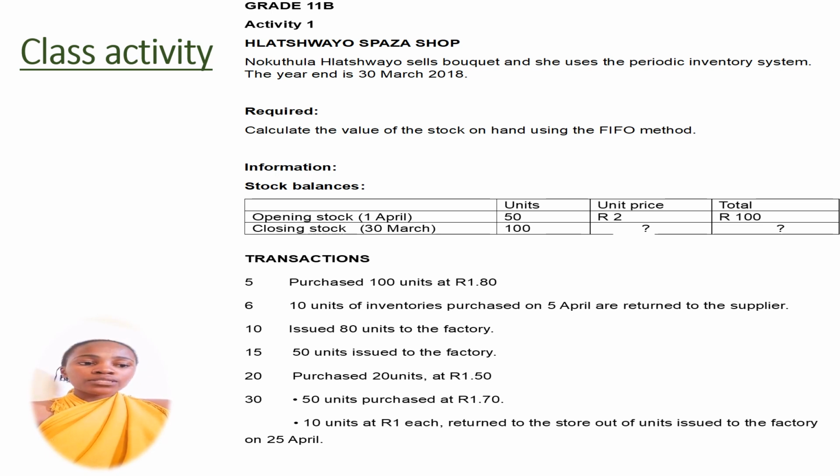Okay, now the 10th transaction says issued 80 units to the factory. The 15th one says 50 units issued to the factory. The 20th one says we purchased 20 units at 1 Rand 50 cent each. Now on the 30th, two transactions took place. The first one, we purchased 50 units at 1 Rand 70, right? And then 10 units at 1 Rand each were returned to the store out of units issued to the factory.